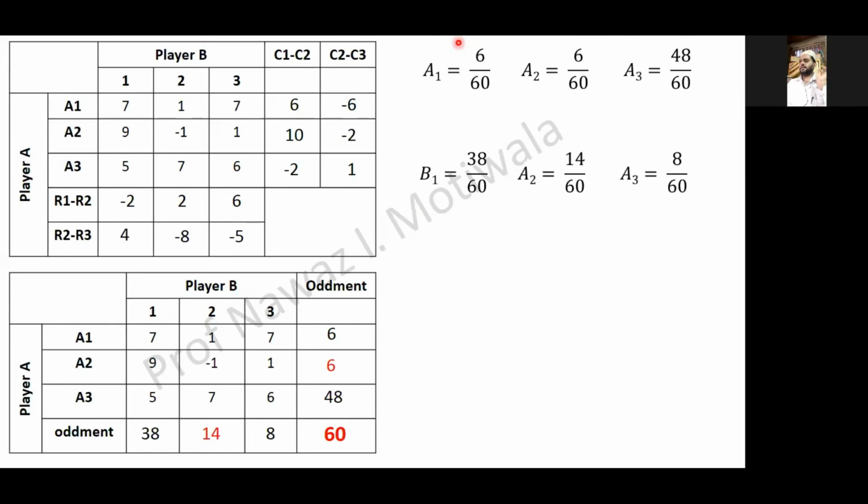So just for a quick revision. Will the oddment total be 60 every time? No. It depends on the calculation part. But the oddments row wise and column wise should be equal. The total oddments row wise and the total oddments column wise should be equal. It can be any number depending on the calculation.